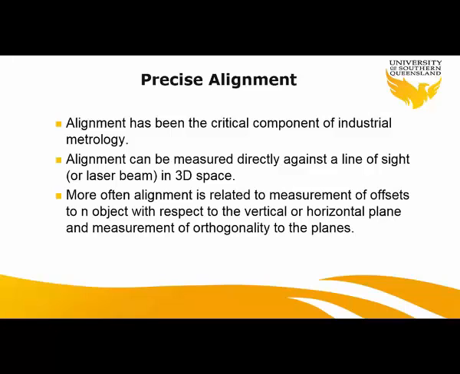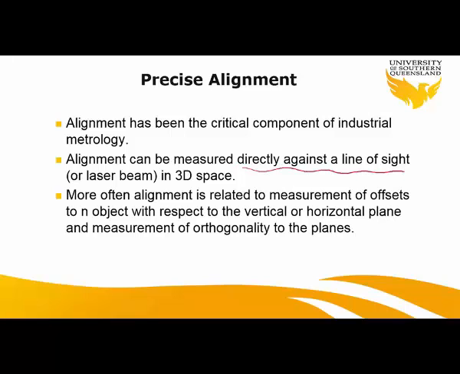Precise alignment is very important in metrology. That's why we have a whole section on it, and I'm going through the different instruments or tools which can be used to precisely measure alignment. But let's start with alignment itself. What is alignment? Alignment is basically when you're checking the direction against a line of sight.